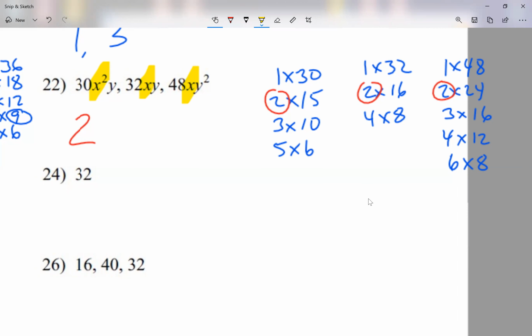Now, when there are different X's, I see X to the second, X to the 1, X to the 1. I'm going to include the smallest exponent. So X to the 1, which is basically just X, right?